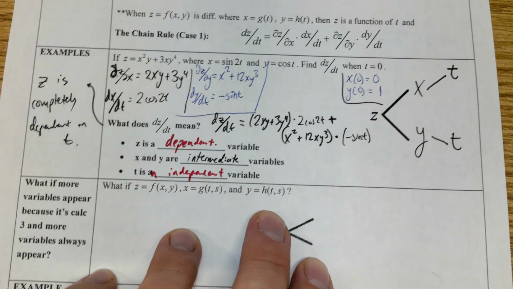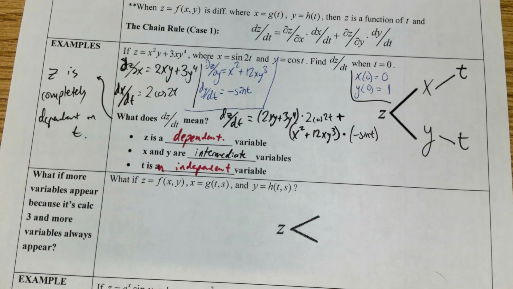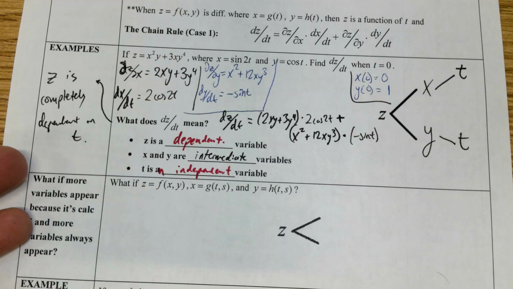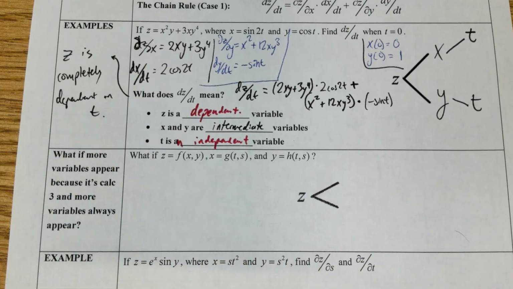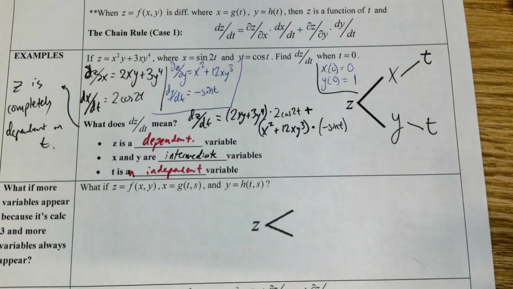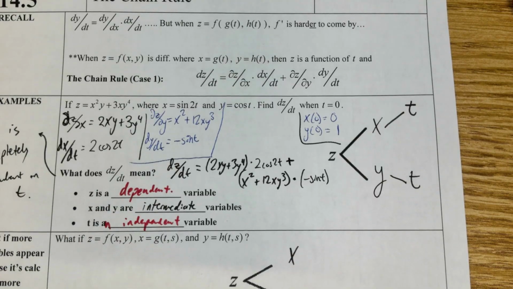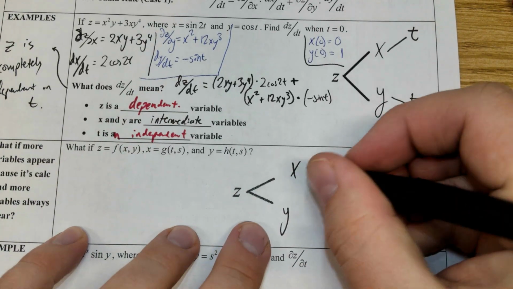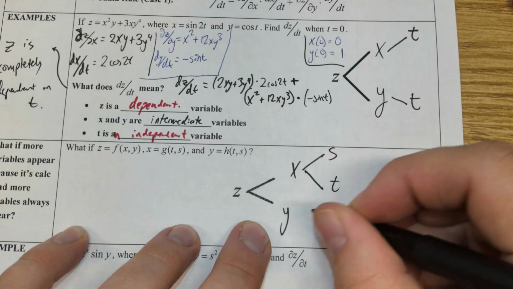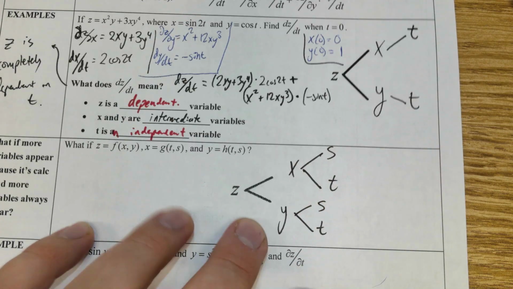What if z is this? And G and H, oh gosh. What if more variables appear because it's Calc 3 and more variables always appear? Well, we just make more, don't we? Okay, Z is dependent on X and Y, and X and Y are both dependent on S and T.